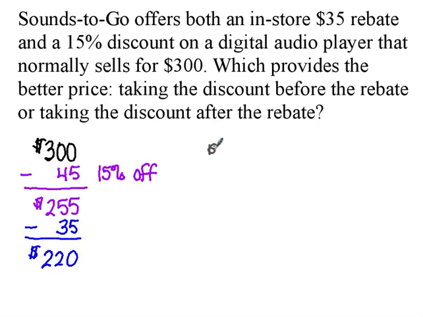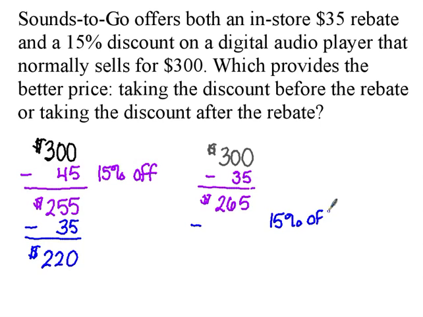Okay? So now let's do the same thing. I'm going to start with $300. Now I'm going to take off the $35 rebate. So that leaves me with what? That would be 265. You can take 15% off. What's 15% off of that? $39.75. What does that leave me with? $225.25.